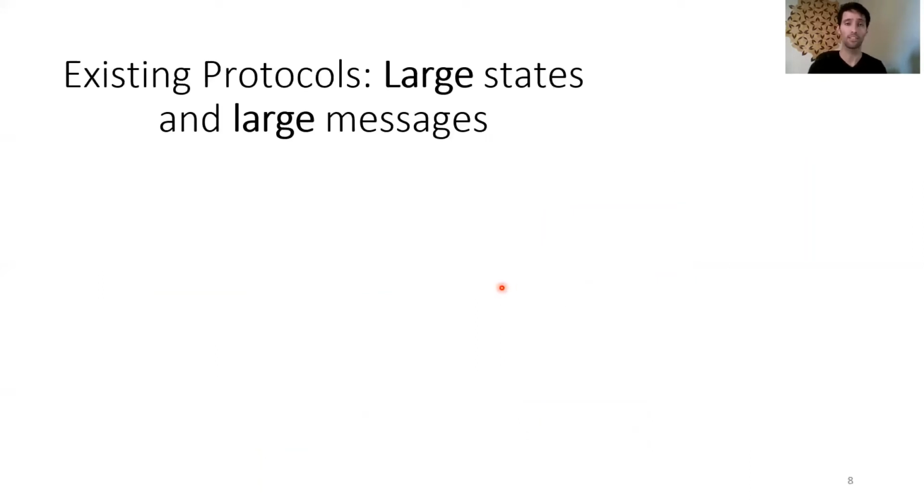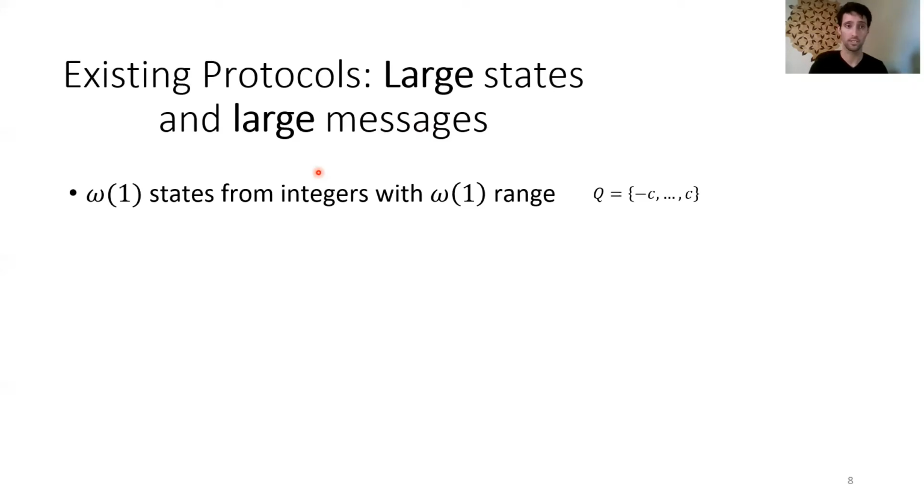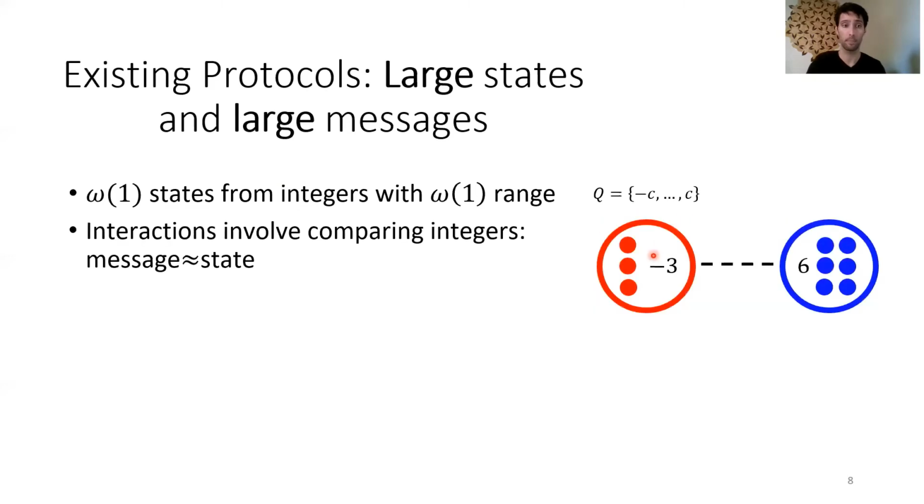Now, it's worth noting that existing protocols that use large states are also using large messages. The rough idea of how that tends to work is their large state space comes from a set of integers that has some super constant range. For example, in our majority protocol, that was integers from -c to c. In their interactions, they somehow compare those integers. So here we took an average. We might also take a max instead. In other words, the message they need to send is roughly the same size as their whole state.